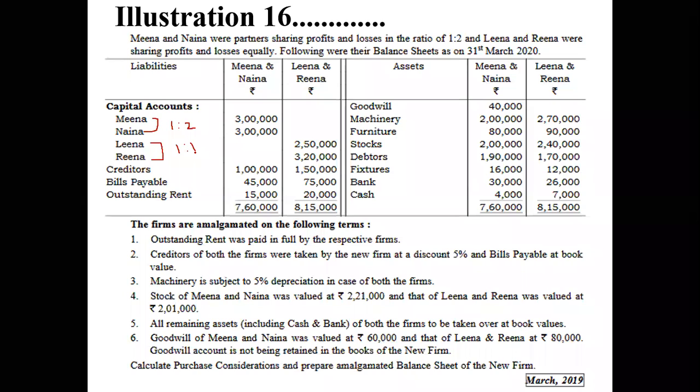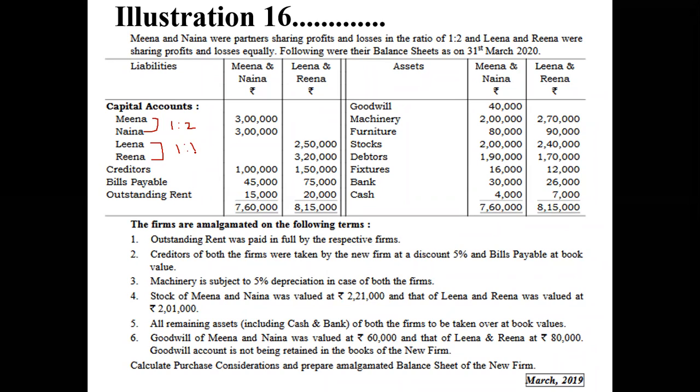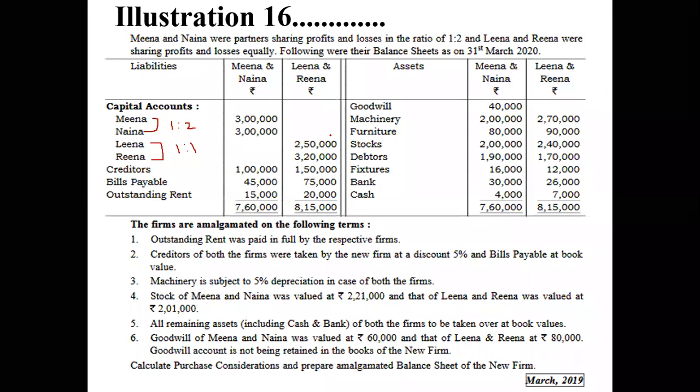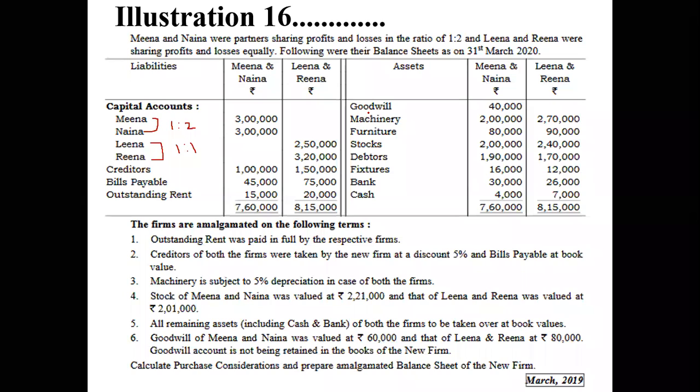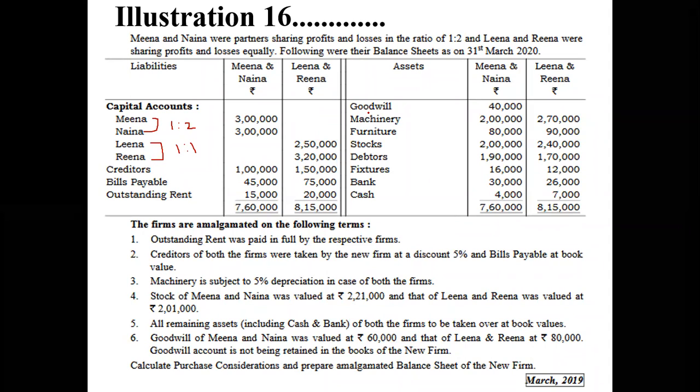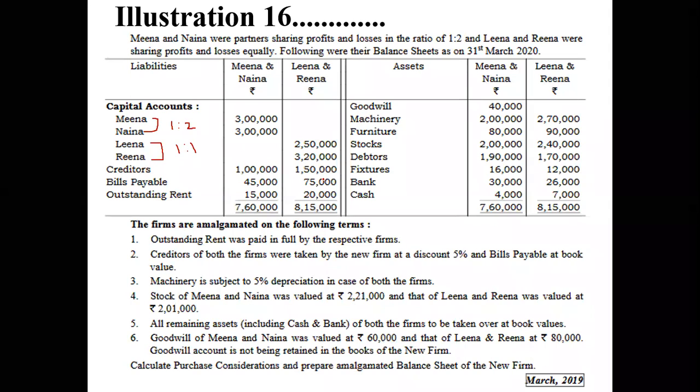On the liability side we have a capital balance of all the four partners. Then we have creditors, bills payable and outstanding rent with both the companies. On the asset side we have a goodwill of rupees 40,000 with Meena and Naina, whereas Leena doesn't have. Then we have machinery, furniture, stock, debtors, fixtures, bank, cash, with both the companies. Now let's see the terms and conditions.